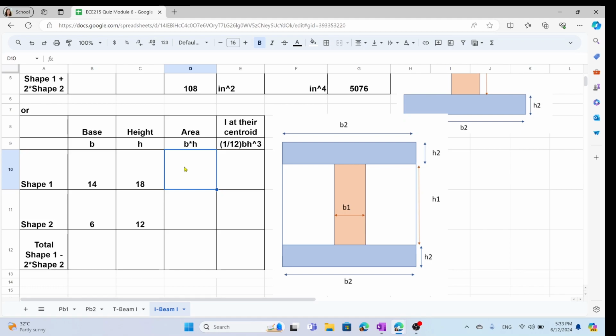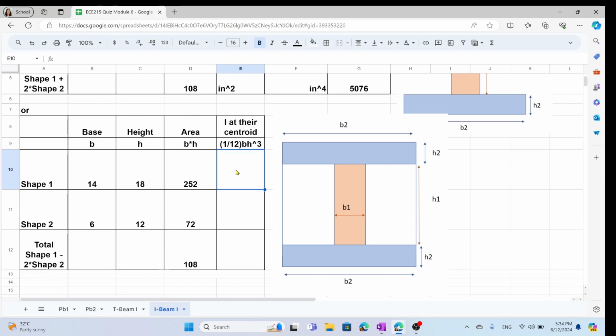So now I can find the area equal this one times this one. Same thing, I can drag it. But this time the area equals 252, the total there, minus the 2 inside. So equal this area minus 2 times this one. And hopefully we have 108 like this one. Yes, we do. So that's perfect.